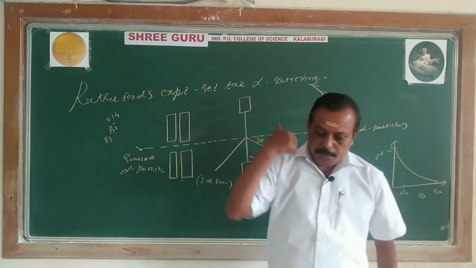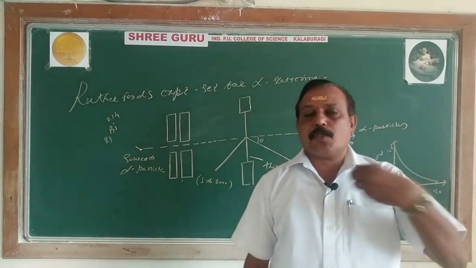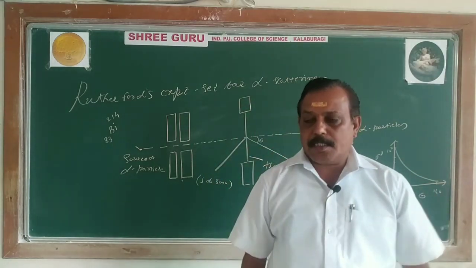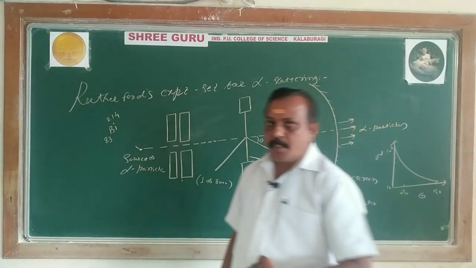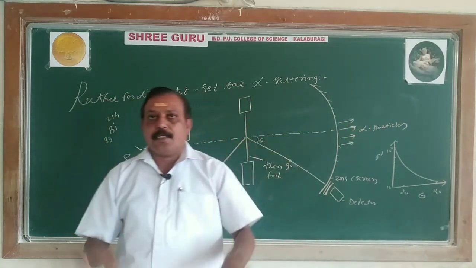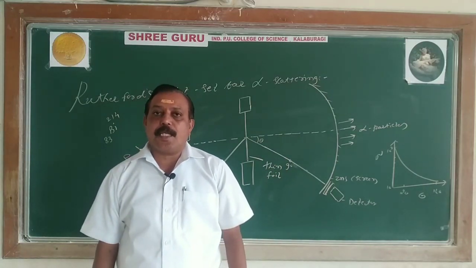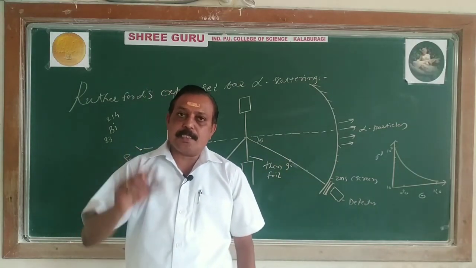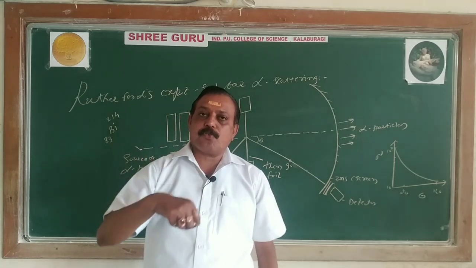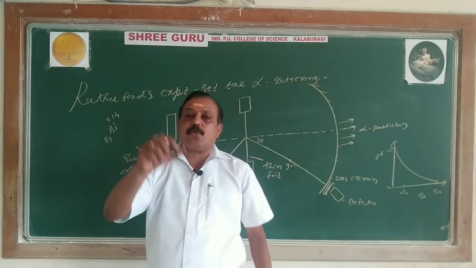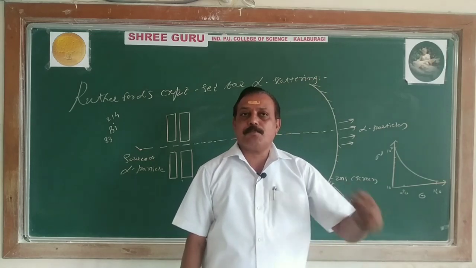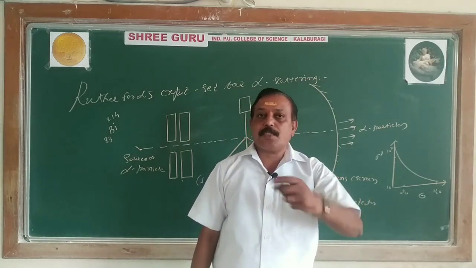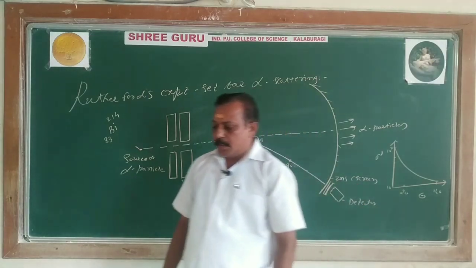From the experimental evidence of Rutherford, we come to know that the atom is spherical in shape. It has a size of 10 to the power of minus 10 meter. In that atom, maximum space is empty. In that empty space, there is a positive charge and the entire mass is available, and that is called the nucleus. So we estimate the size of the nucleus from the distance of approach.